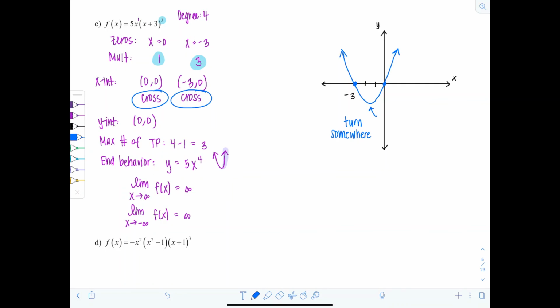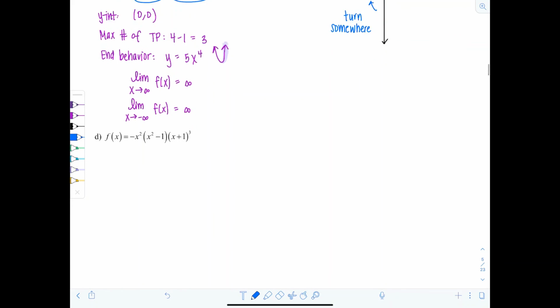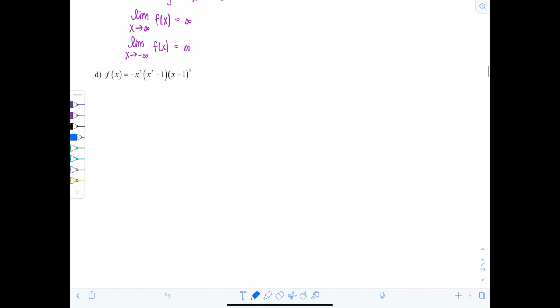Okay, example D. This is the grand finale. I hope you love this one. So we have f of x equals negative x squared times x squared minus 1 times x plus 1 cubed. You guys, watch out. This one is not ready to start working with because it's not completely factored. x squared minus 1, I can keep factoring that. Oh my goodness, what are they doing to us?